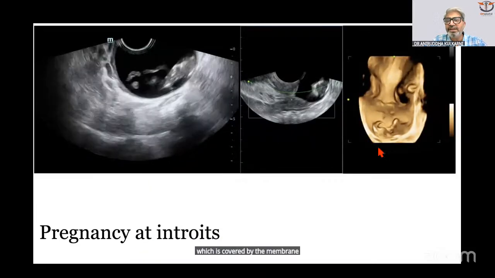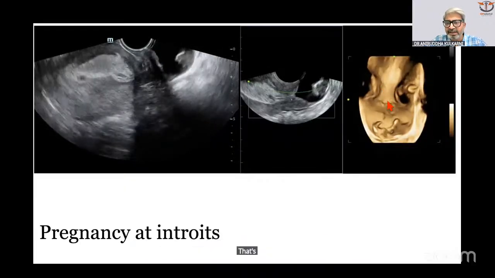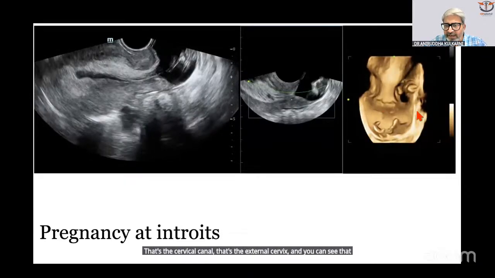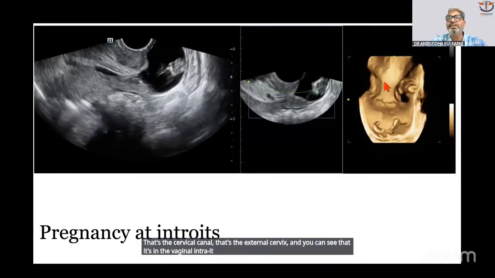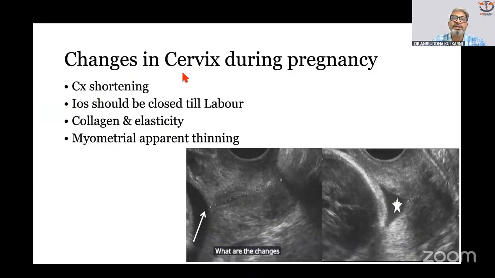Here you can see this is the internal os, that's the cervical canal, that's the external cervix, and you can see that it's in the vaginal introitus rather than within the cavity over there. What are the changes that occur in the cervix during pregnancy?